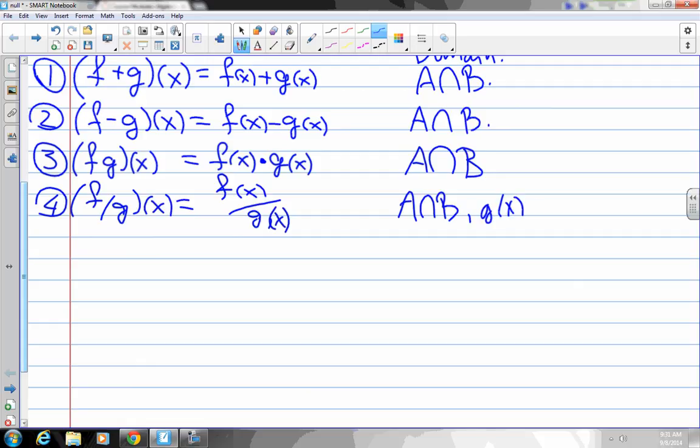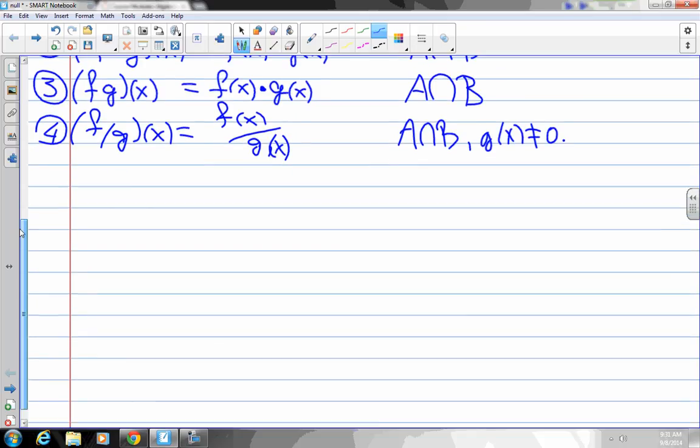Right, so I'll write something like that. Also make sure that g of x is not 0. Because there might be some numbers that make g equal 0, which is fine. Right? G still works, gives you the answer of 0. But when you put it in the denominator, it gets a little weird, so we have to take care of that.